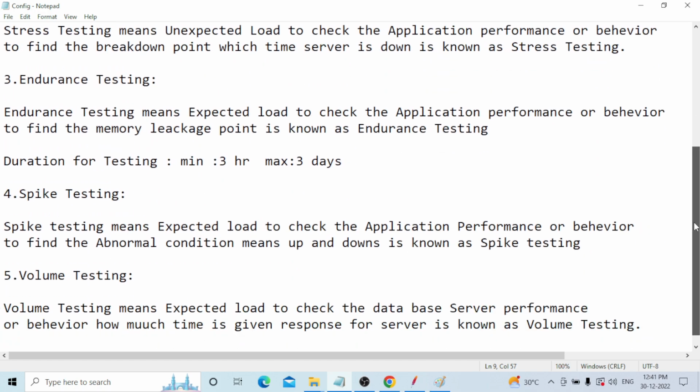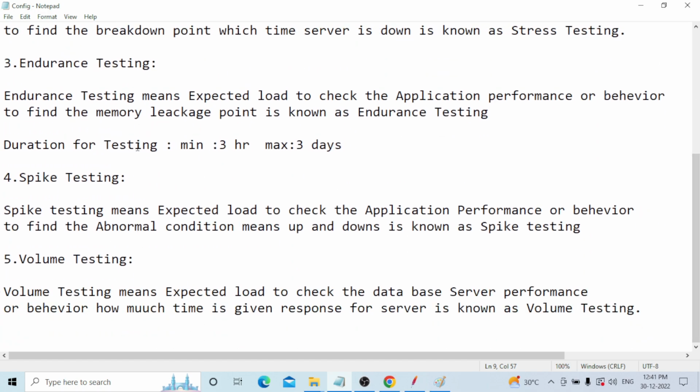After that, the fourth one: the duration I have provided is just as an example, minimum and maximum 3 days. This differs from case to case. Spike testing. Spike testing means applying the expected load to check the application performance or behavior to find the abnormal condition, meaning ups and downs, is known as spike testing. And the final one, volume testing. Volume testing means applying the expected load to check the database server performance or behavior, how much time it takes to give the response from the server, is known as volume testing.